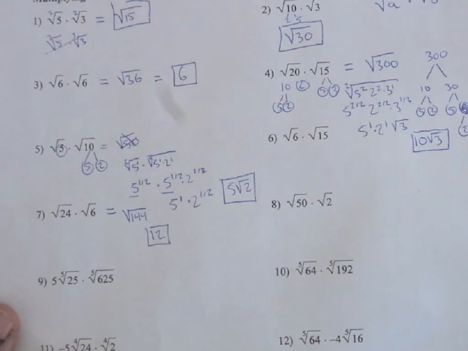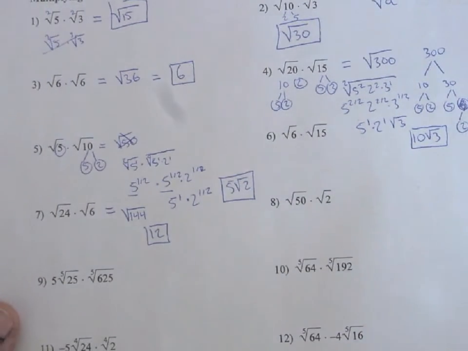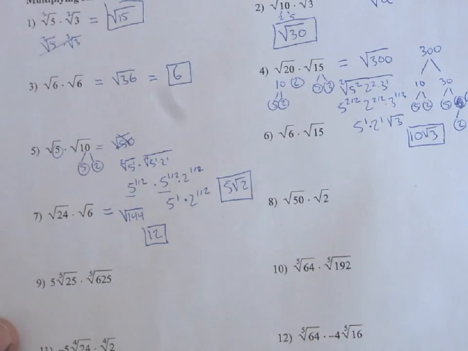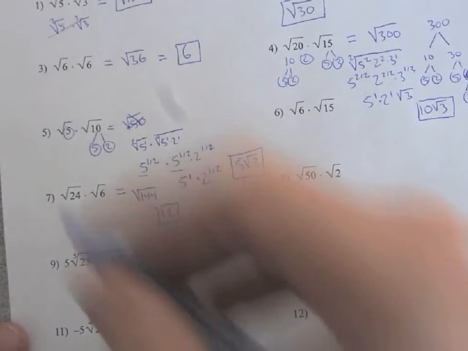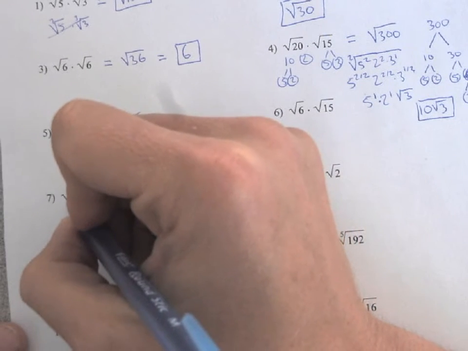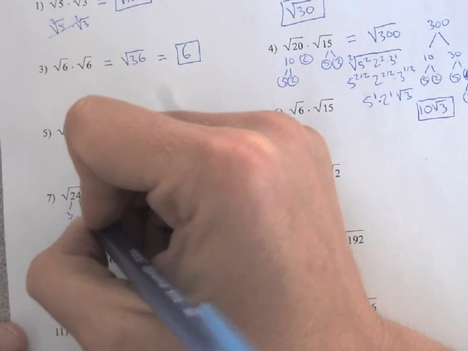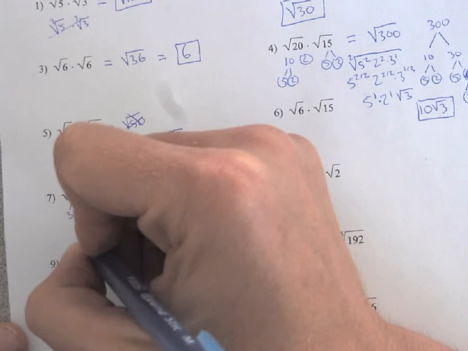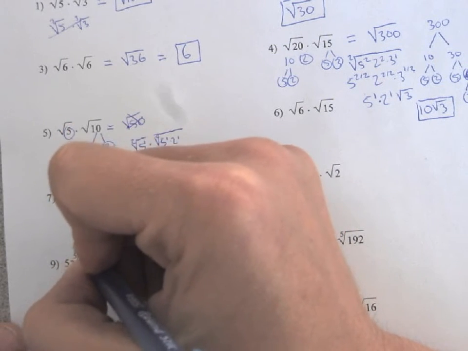Now, if you didn't know that that was going to come out nice, then you probably would have done it a different way. You may have factored these first. And if that's the case, then you would have gotten maybe a 3 and an 8, which is a 4 and a 2, which is a 2 and a 2.